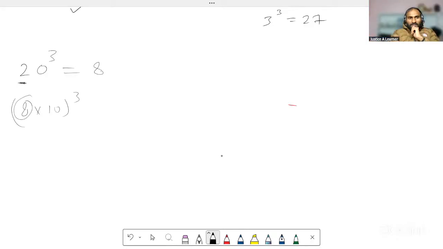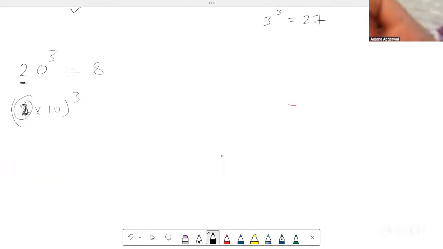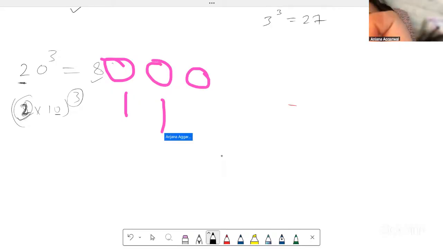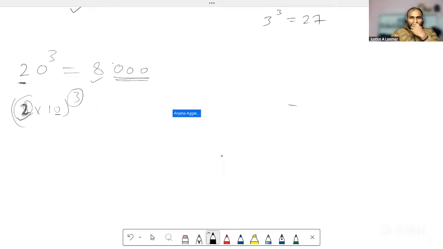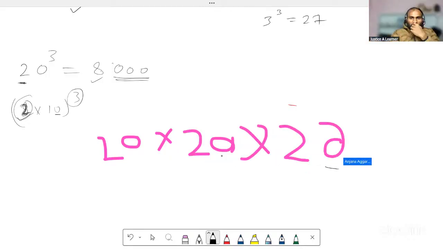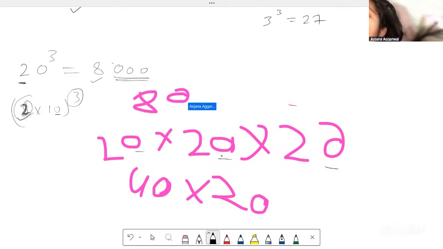No, sorry, I'm mistaken. 2 into 10, the whole to the power 3, right? So the cube of 2 is 8. And how many zeros will be there? Because there is power 3, there would be 3 zeros, right? So 3 zeros. 20 times 20 times 20. So how many zeros? 1, 2, 3. 800. Two zeros.